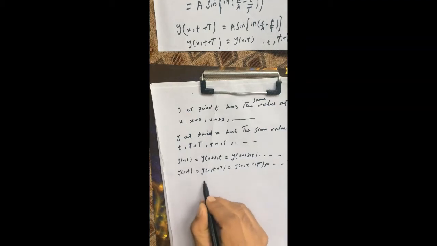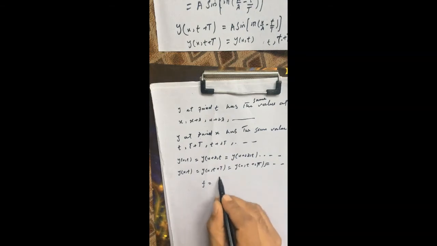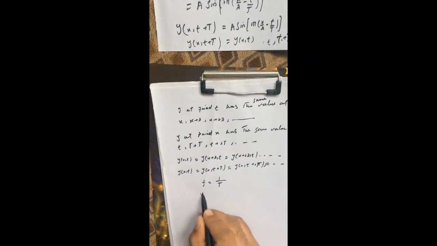We know the frequency f, which is represented by this symbol f, is equal to the reciprocal of the time period. And also we know that the speed of the wave is equal to the distance traveled, which is the wavelength, divided by the time taken, which is one period. This is the wave speed.